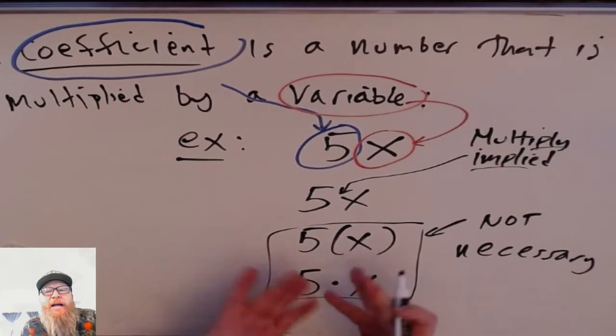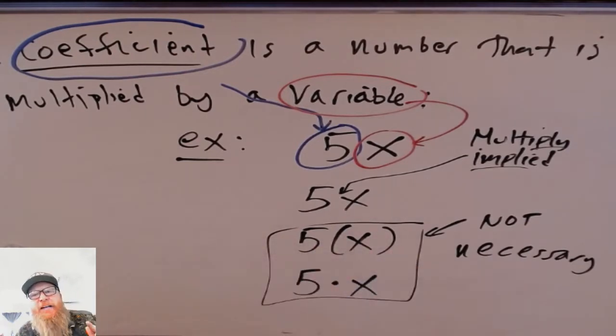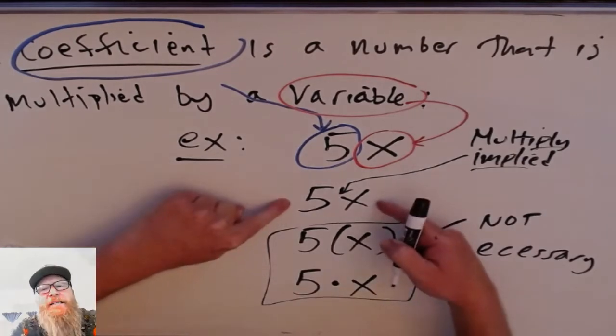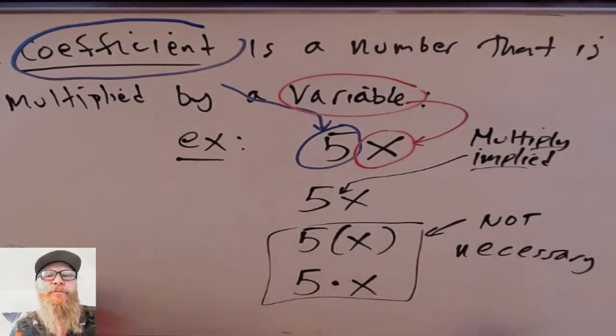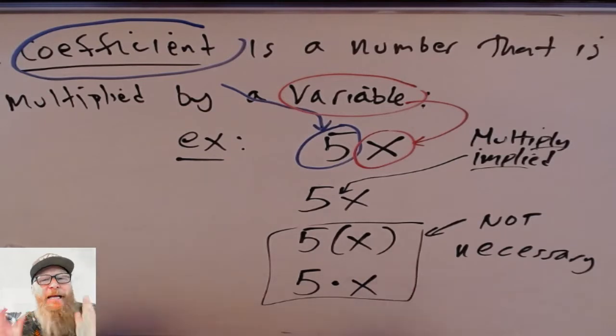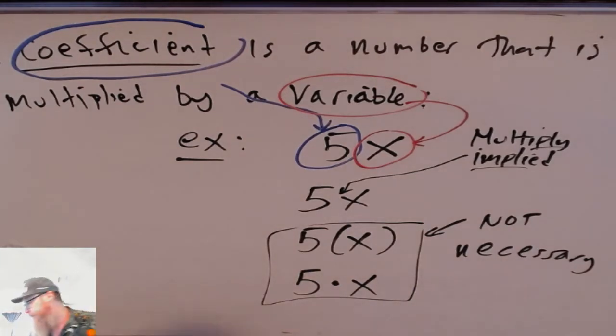But it is correct. So 5 parentheses x means the same thing as 5 dot x, but that also means the same thing as just 5x. Right? Multiplication is the only operation that's implied, where you don't have to actually say it in order to mean it.